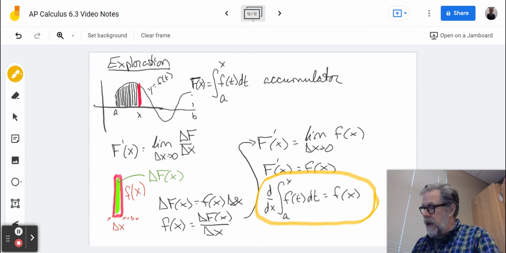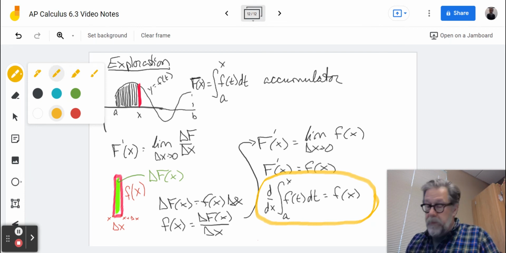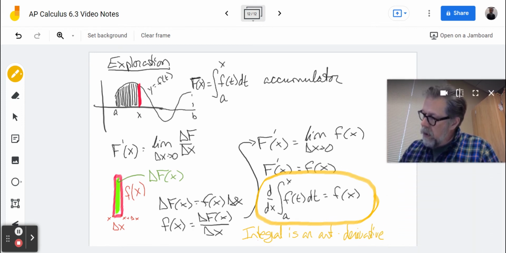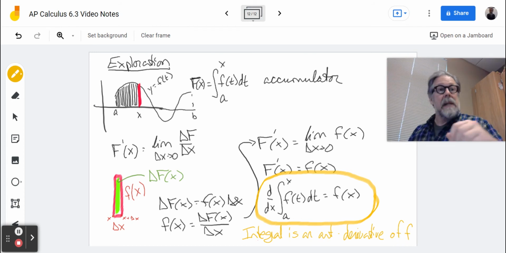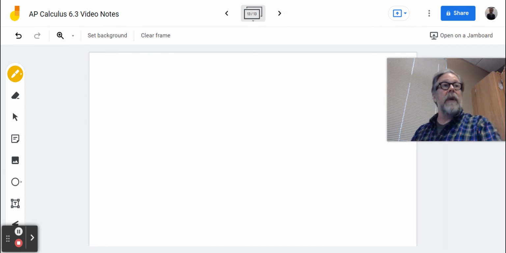And what this tells me is that the derivative and the integral are inverse functions. And we say that the integral is an antiderivative of the function. So how can we use this? Well, let's dive in a little bit further.